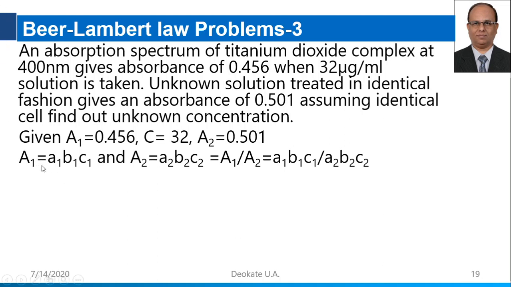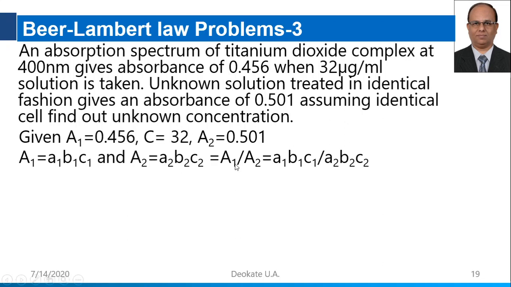A1 equals capital A1 equals small a1 B1 C1. Absorbance equals absorptivity into path length into concentration. In the same fashion, A2 equals a2, b2 and c2. Now we are using the same conditions, that is the same path length and same absorptivity value, so these two will be vanishing.